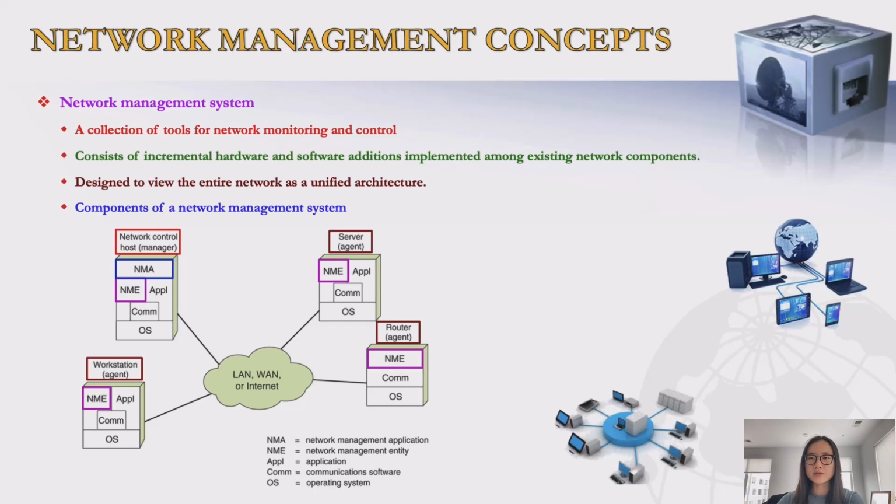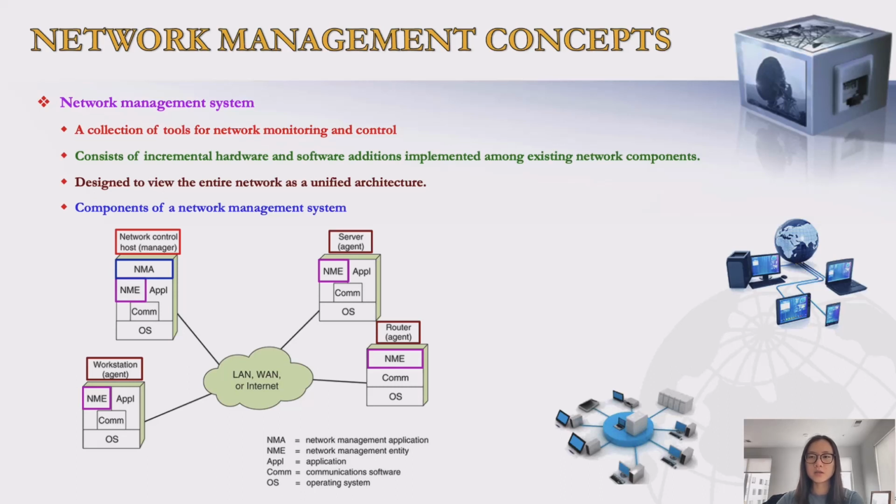Specifically, a network management system consists of incremental hardware and software additions that are implemented among existing network components. Therefore, a network management system is designed to view the entire network as a unified architecture. It shows addresses and labels assigned to each point, as well as the specific attributes of each element and link known to the system. The following figure here on the slide shows the principal components of a network management system.